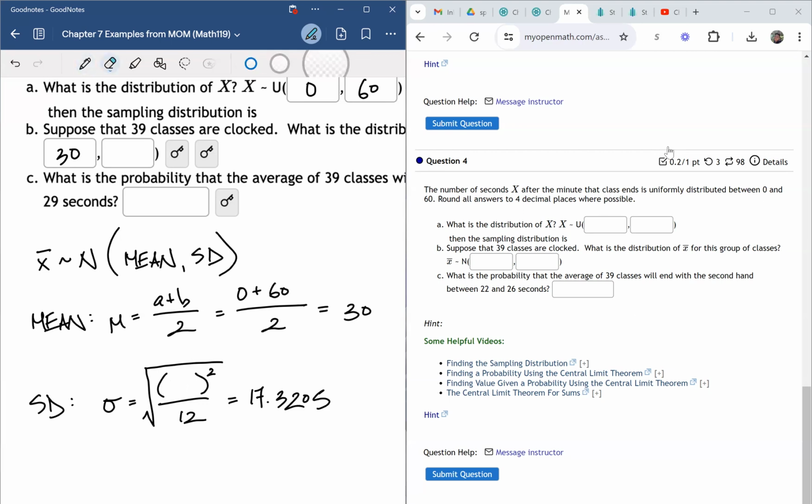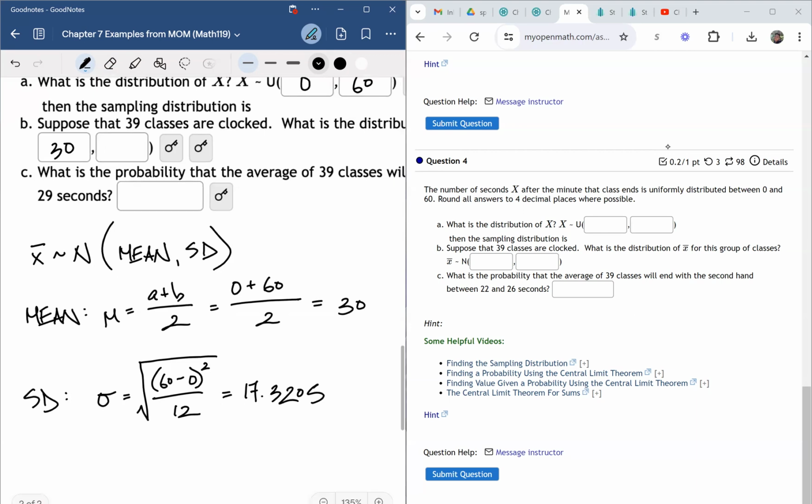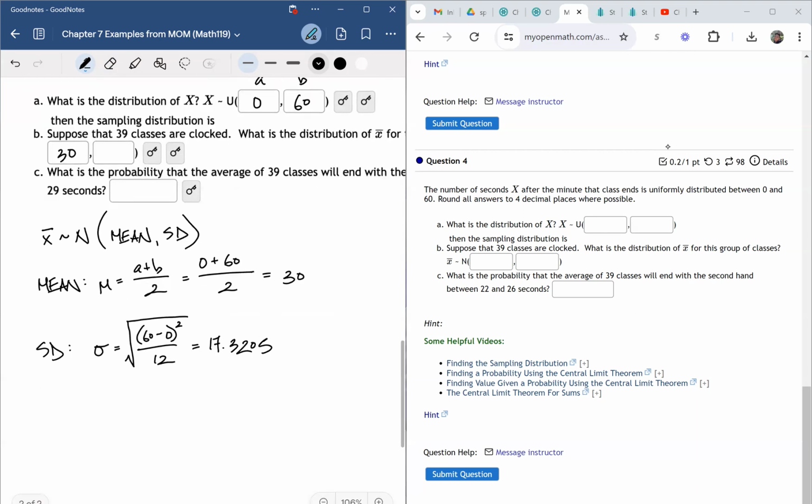Let me go back. We're not going to put b minus a, we're actually going to use the numbers we have, so 60 minus 0. Now, if we put 17.3205 in that second spot, we're going to get it wrong, and I want to tell you why. The reason is that this is our standard deviation for the whole population, but we're looking at the standard deviation for the mean.